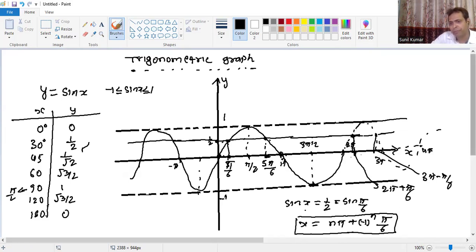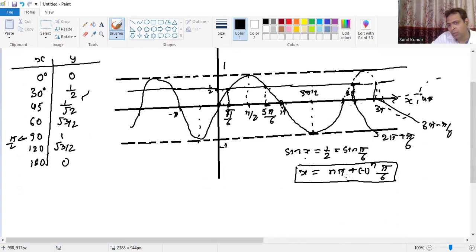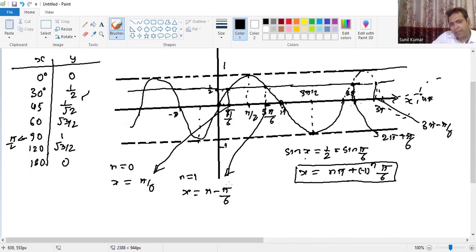Just put n as 0, 1, 2, 3, and you will get all the values here. Suppose n is 0. What are we getting? x is pi by 6. So this value we are getting. Suppose n is 1. So what we are getting, x becomes pi minus pi by 6. Similarly, we can increase the n value. For n equal to 2, x becomes 2 pi plus pi by 6. So on you will get.